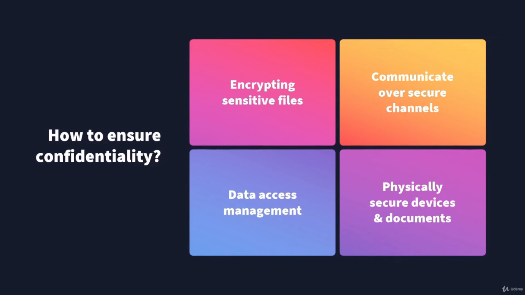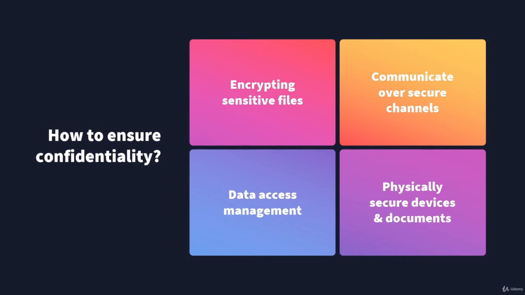Another example can be encrypting data stored online, such as in the cloud, so that it's only available to authorized parties. Another way to ensure confidentiality is to communicate over secure channels. This can apply to messaging tools, for example. Ideally, you should use apps like Signal or WhatsApp that provide end-to-end encryption. End-to-end encryption means that the message is encrypted by the sender and only the receiver can decrypt it. This way, the message can travel safely without the fear of eavesdropping.